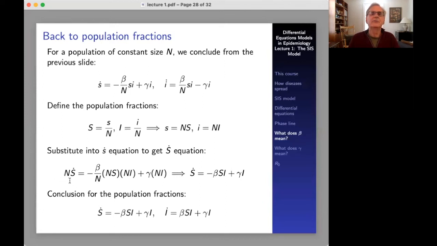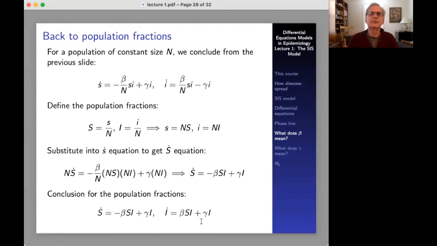So I divide it through by n, and then I'll get s dot equals, and when I divide by n, I'll be dividing by n squared, multiplying by n squared. The n's will cancel here. I'll be dividing by n, multiplying by n. The n's will cancel here. And I'll just get s dot equals minus beta si plus gamma I. Our old friend, that's the equation for the population fractions.